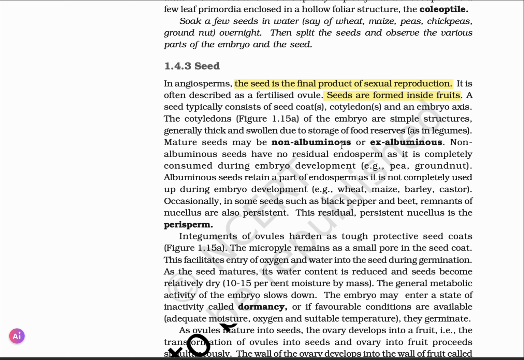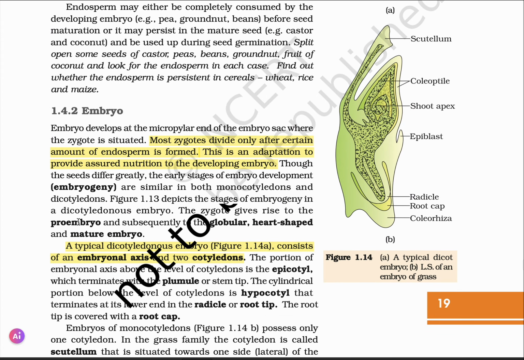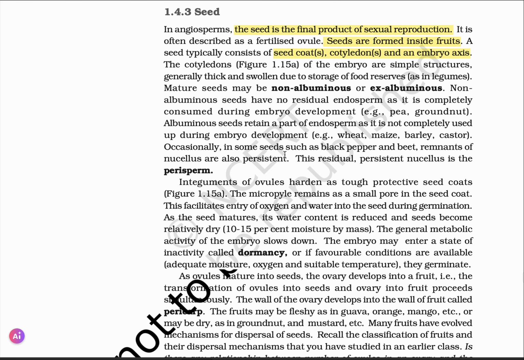A seed typically consists of seed coat, cotyledon, and embryo axis. You need to remember this: seed coat, cotyledon, embryo axis. This you could remember as it was given above as well, that a typical dicot embryo consists of an embryonic axis and cotyledon. Similarly, cotyledon and embryo axis, and seed coat is for the seed.